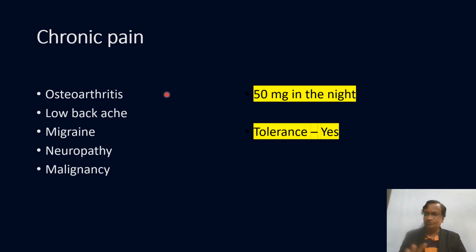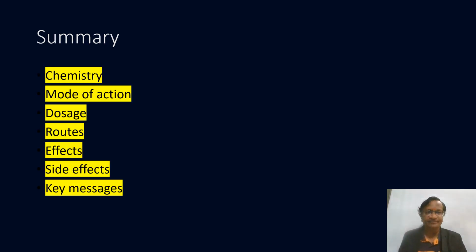This is about acute pain relief and other indications: osteoarthritis, low backache, migraine, neuropathy, malignancy. 50 milligram in the night, tolerance is good. Malignancy, weak opioids, step-ladder pattern of malignant pain, it is available. Osteoarthritis, so many combinations with paracetamol and 37.5 milligrams of tramadol are available in the market. You can use up to 50 milligrams in the night.